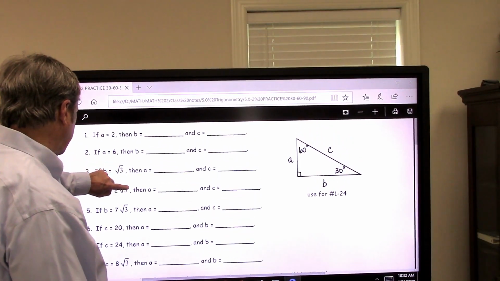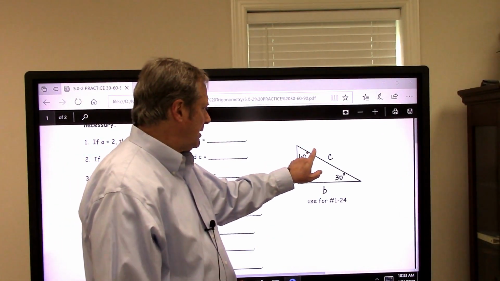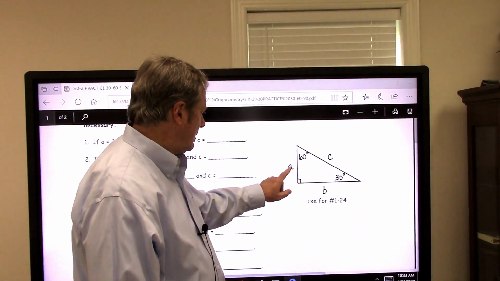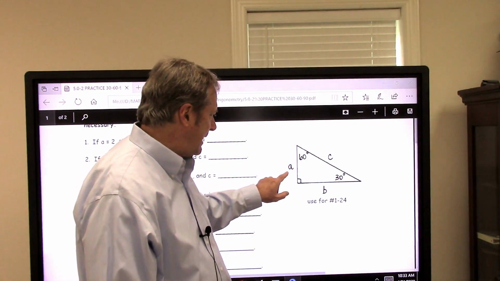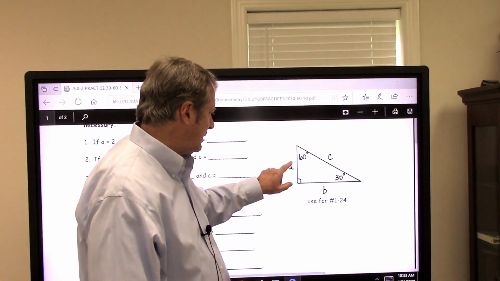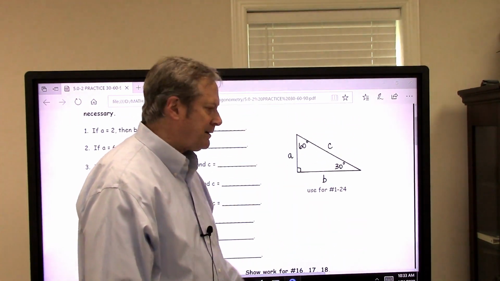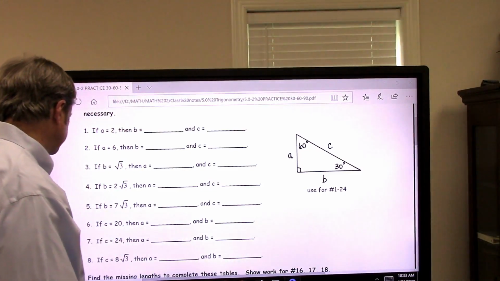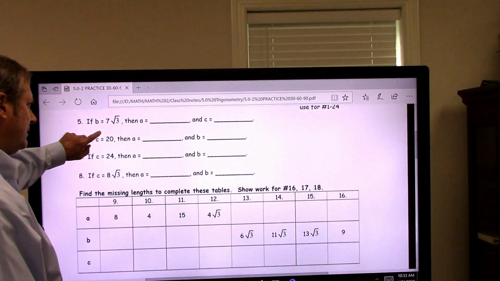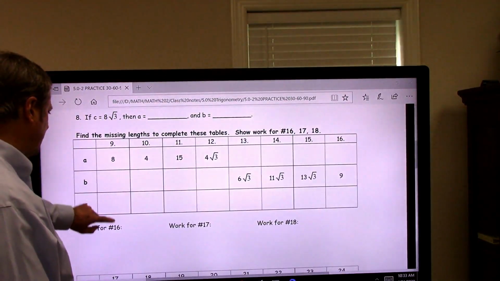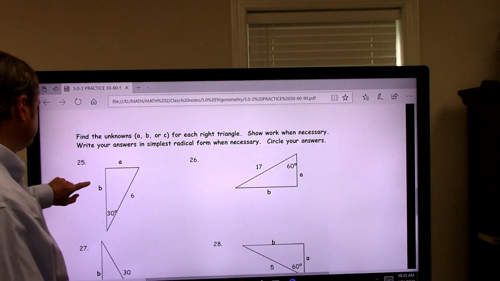Ones like number 6 are going to be a little more difficult because you start off with C. Well, if C is 20, what's A? Well, A has to be half of 20, because A times some number gets you 20. So that's 10. And then this side would be 10 square roots of 3. All right, now don't forget to rationalize the denominator. I'm trying to think, these all kind of work the same.